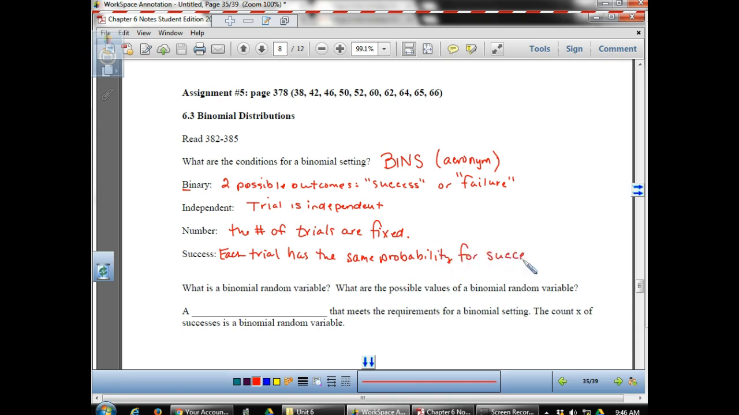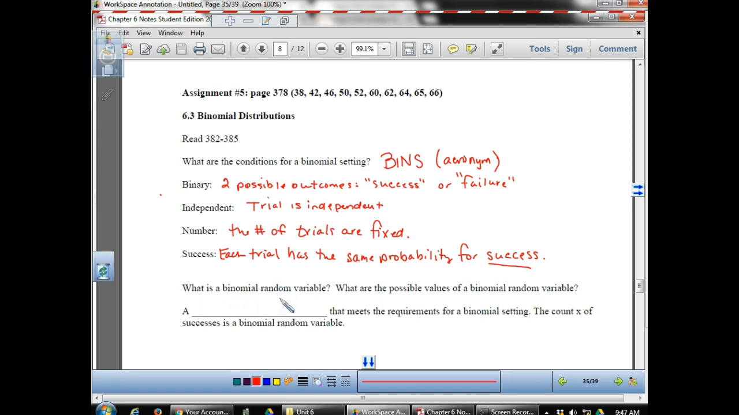So overall, this is not a very hard concept at all. I think you'll enjoy this part of the unit. Again, just to recap, we're going to use BINS: binary, two possible outcomes. All the trials are independent for I. The number of trials is fixed for N, and each trial has the same probability of success for the S. So let's talk about this in terms of some examples.